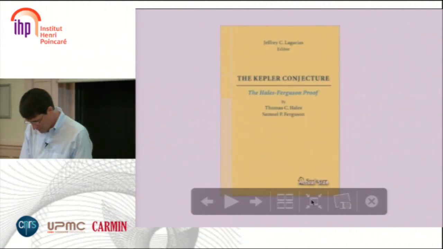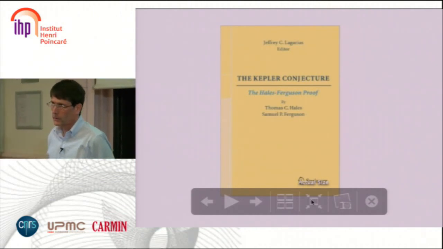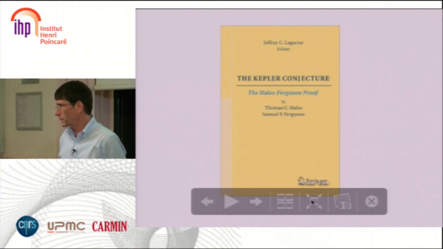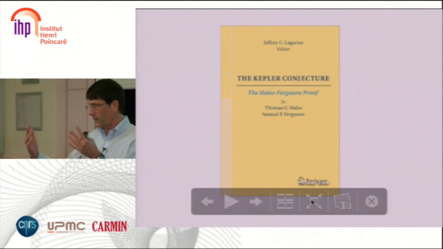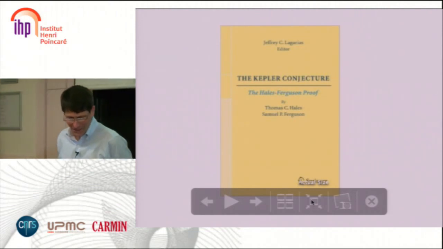So long history short, this is the oldest problem in discrete geometry. It became part of Hilbert's 18th problem. It was finally solved by a graduate student, Sam Ferguson, and me in 1998. The proof was about 300 pages long and relied on very long computer calculations. I was pretty exhausted at the conclusion of this and turned it over to the referees thinking I was done with it, but boy was I ever wrong.